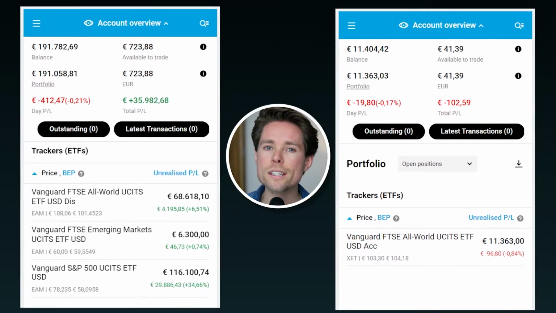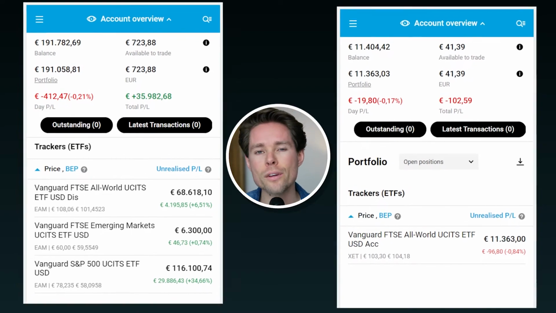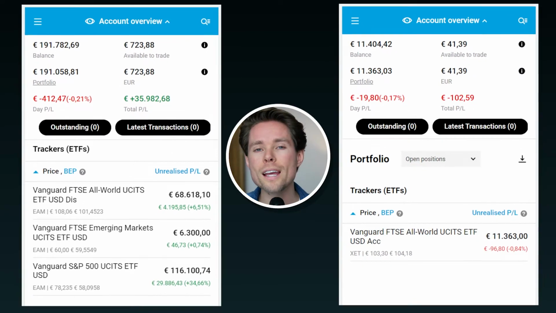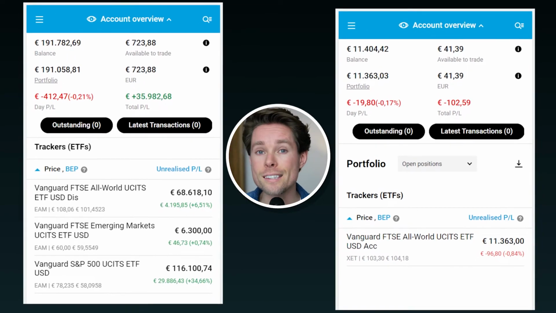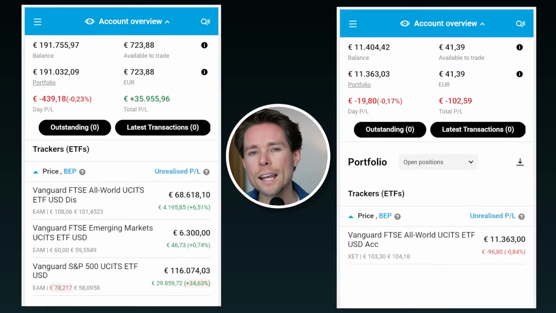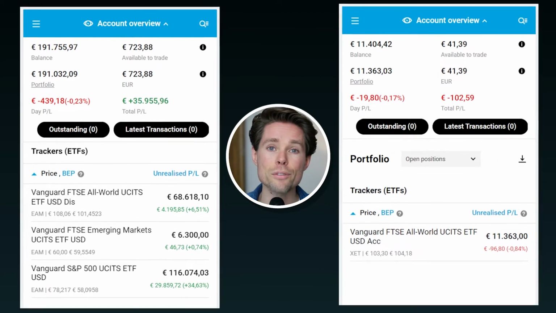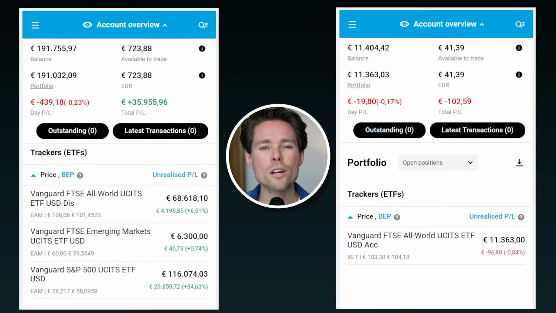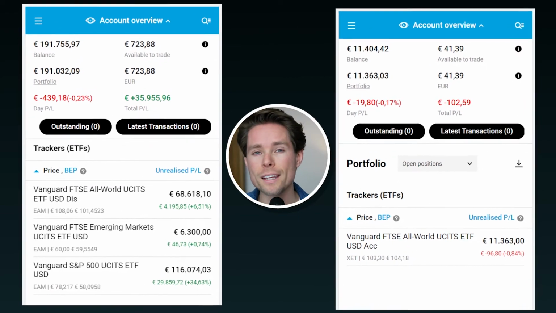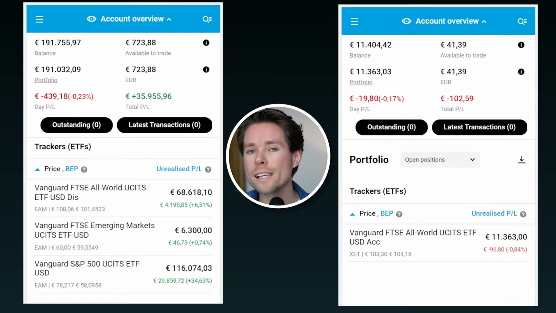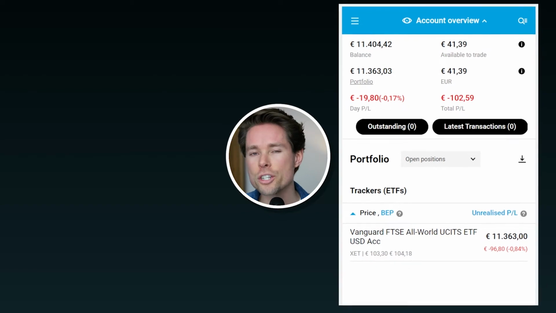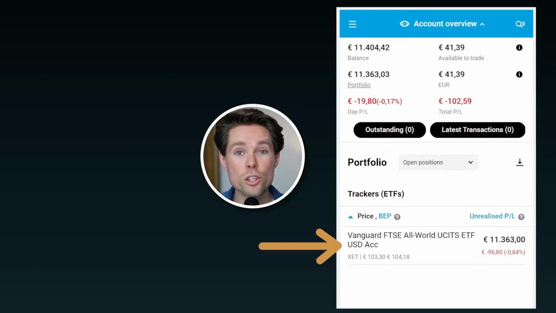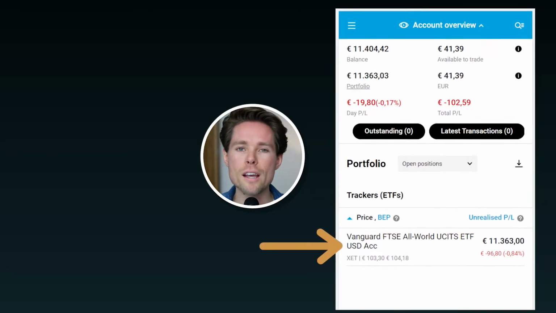And the difference between the two is that a distributing ETF distributes dividends to me as a shareholder, whereas the accumulating ETF reinvests its dividends automatically. And I chose to buy the accumulating ETF in my retirement brokerage account because I can't withdraw money from that account anyway until I reach the legal retirement age in my country. So I own 110 shares of the Vanguard All World Accumulating ETF in my retirement account.